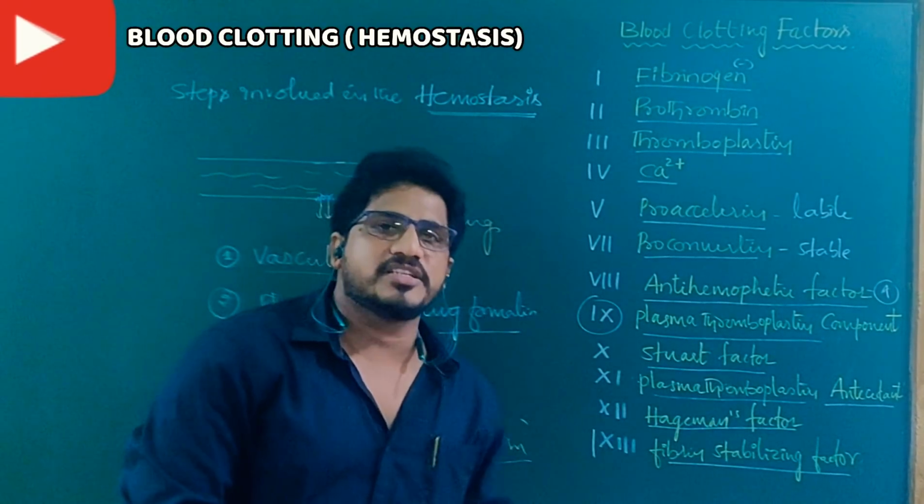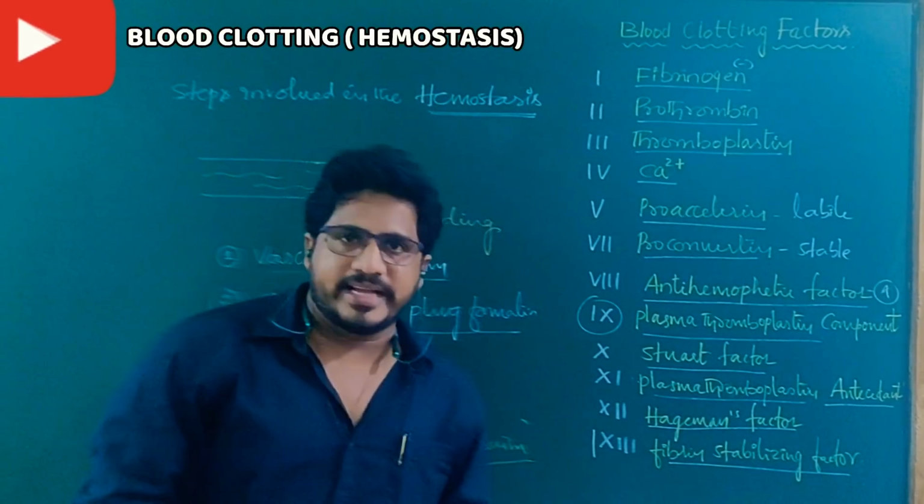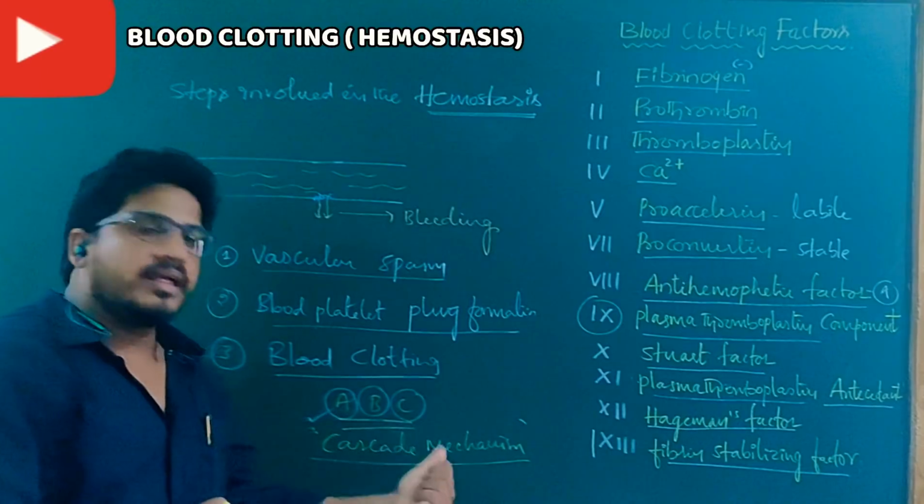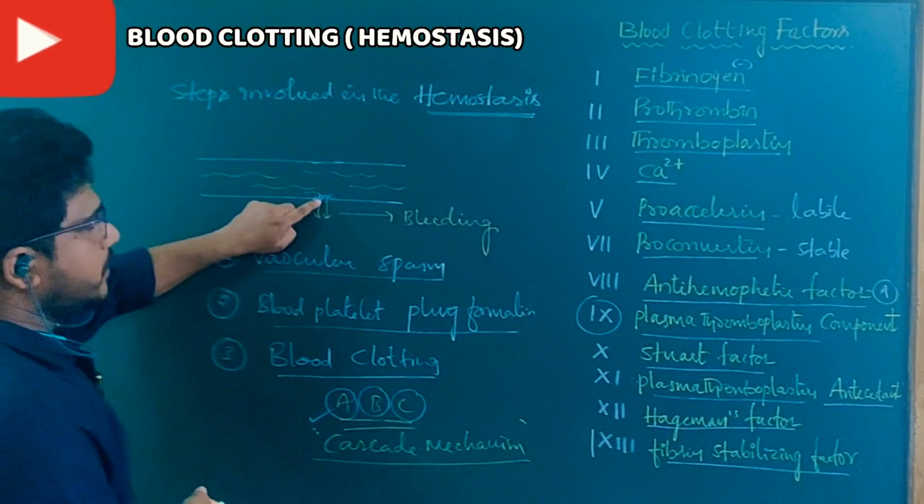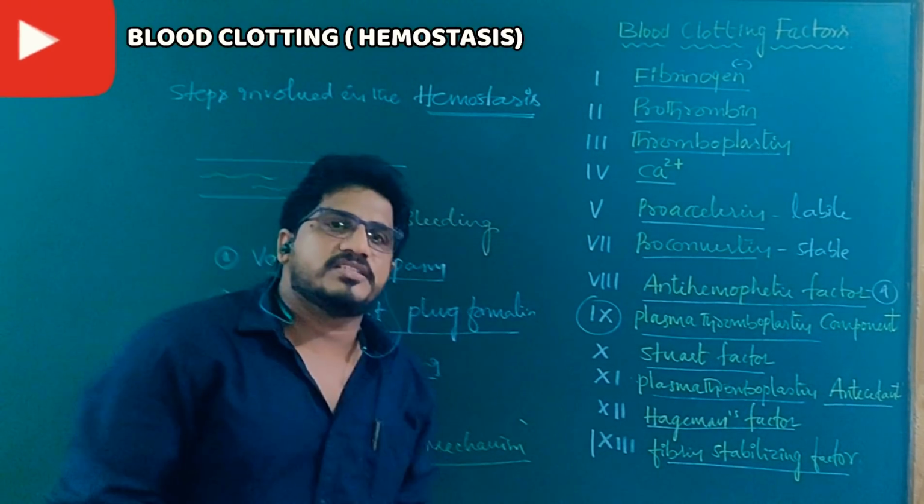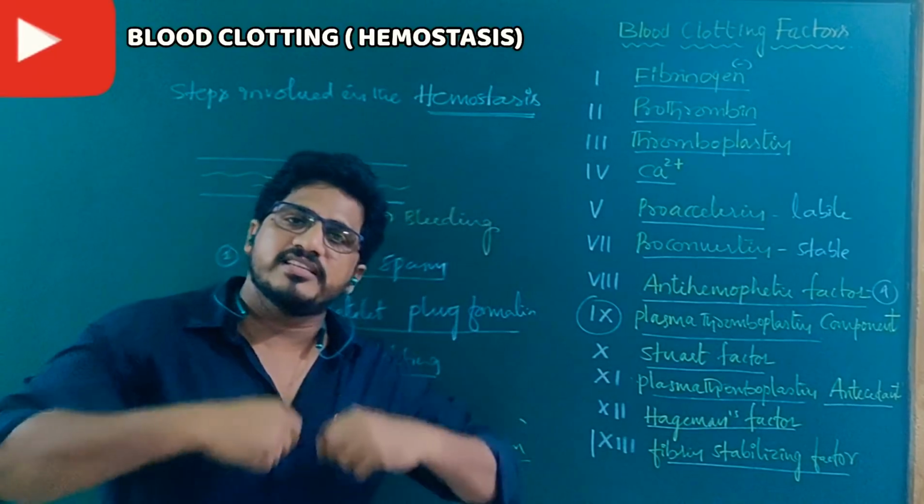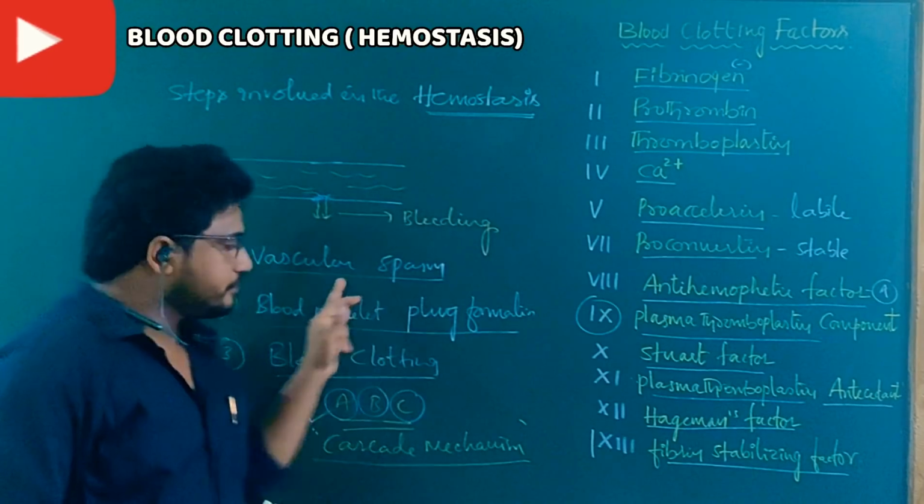So a series of reactions are there. Each reaction depends upon its previous reactions. That is called cascade mechanism. Let me tell you again. Once bleeding takes place, very firstly vascular spasms. Vascular spasms do not require any reactions. It is a very natural process. The muscular contraction of the blood vessel helps to constrict the area. So when the area constricts, the flow decreases but does not stop, you have to understand.